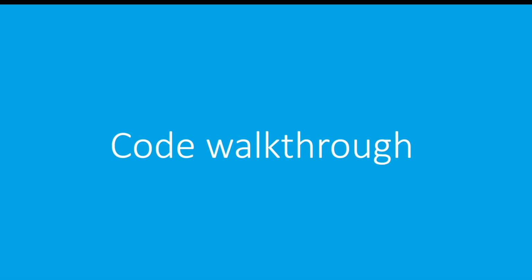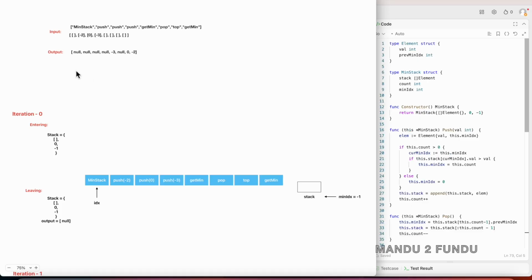Next I'm going to do the code walkthrough with sample input. Let's do the code walkthrough for this input. So the expected output is this. Okay. So the first operation is min stack. Basically this will call the constructor function which initialize the stack with empty slice of element, and the current number of elements in the stack is set to 0 and minimum index is set to -1. That's what we are seeing here.